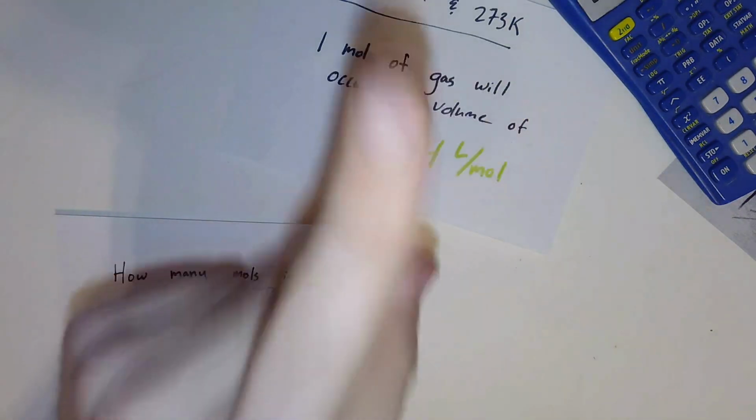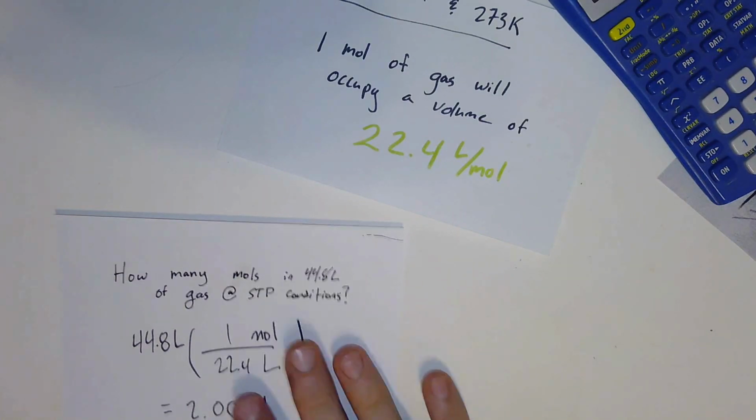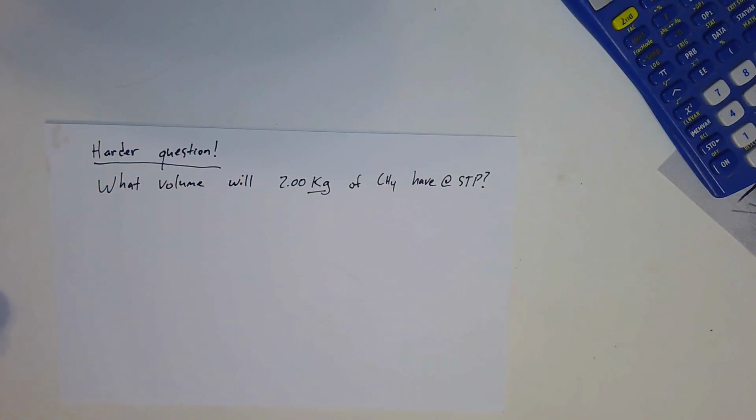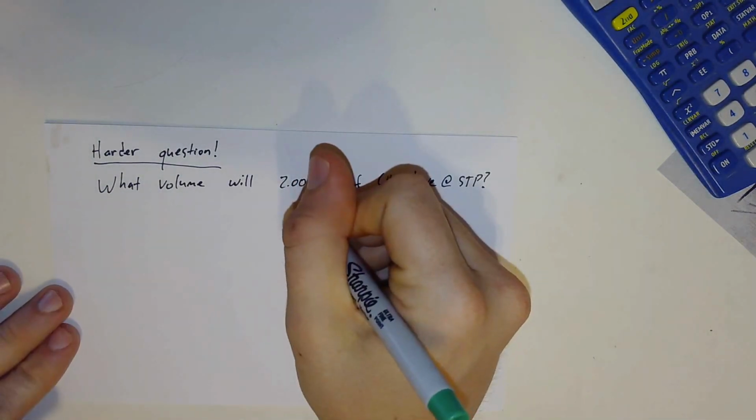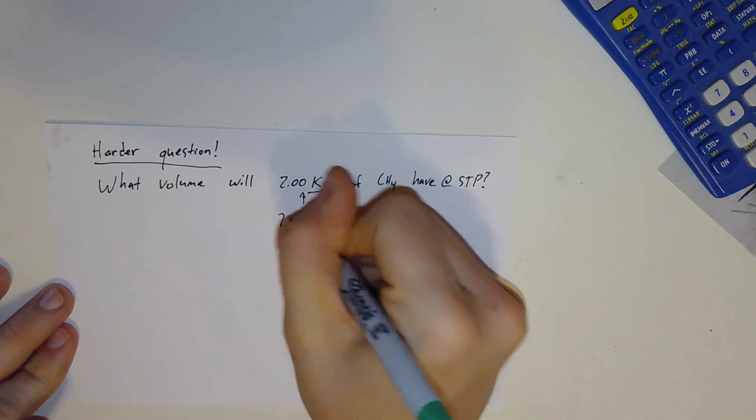These problems are pretty easy. I could throw a curveball your way, though. I could throw you a question like this. What volume would 2 kilograms of methane have at standard temperature and pressure? So there's a lot to decode in this question. For 1, kilograms isn't going to work. This is 2,000 grams.